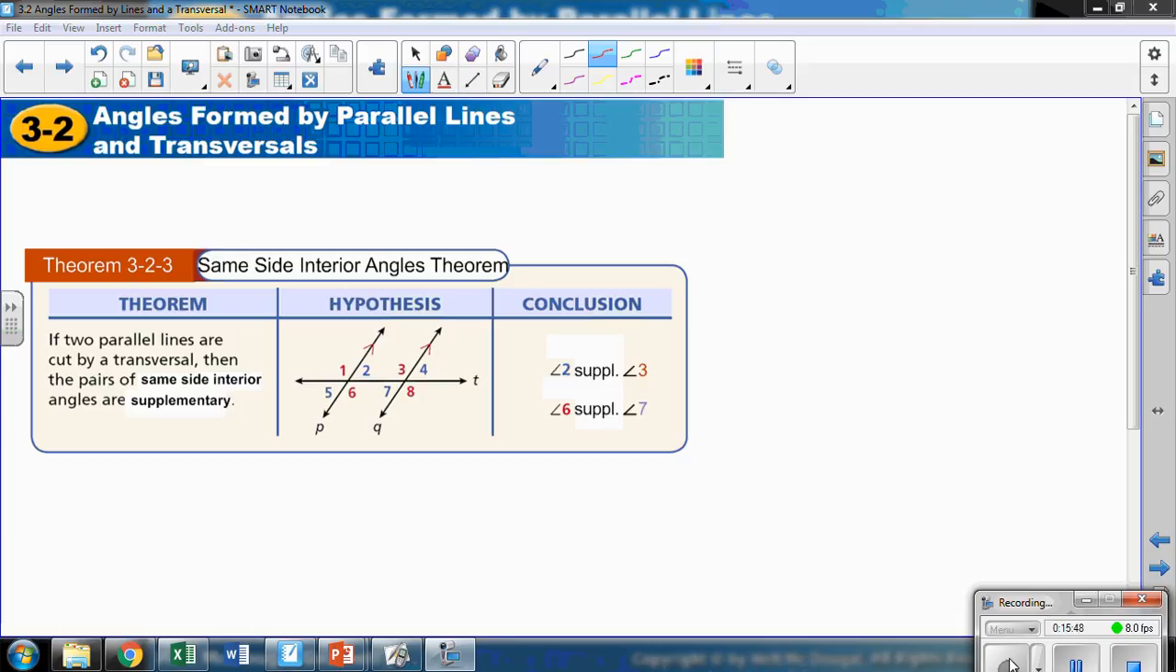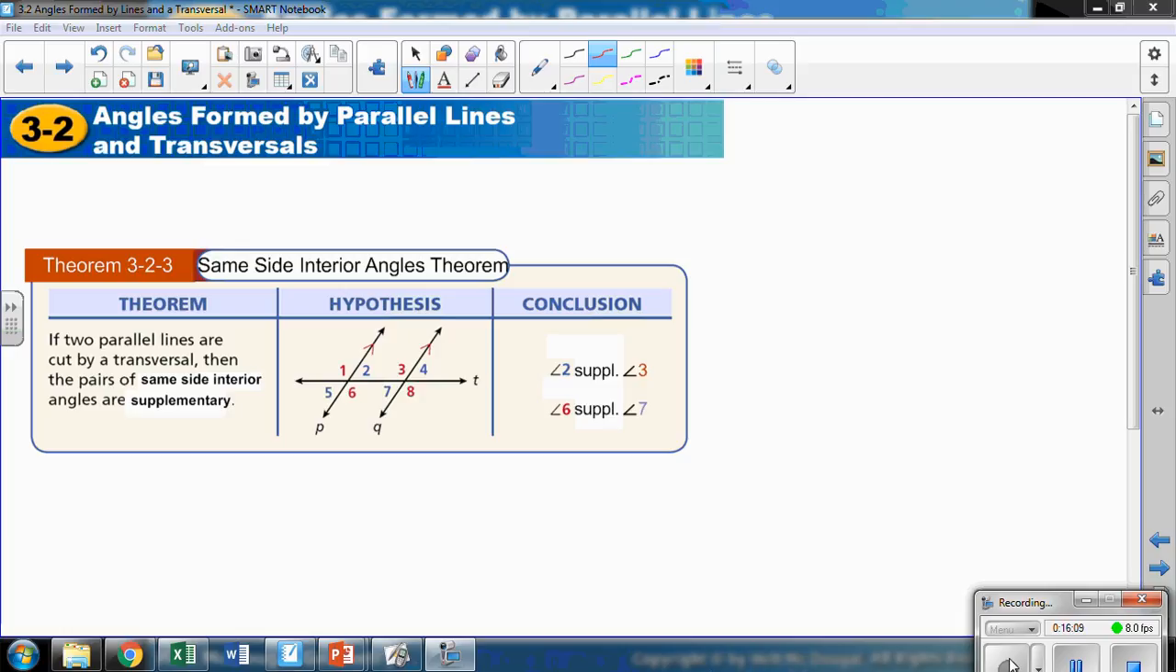And the last theorem we have is the same side interior angles. Basically, you know all those angles we were using yesterday? Corresponding angles, alternate interior angles, alternate exterior, same side interior. Every one of those things has a theorem attached to it, and this is our last one.